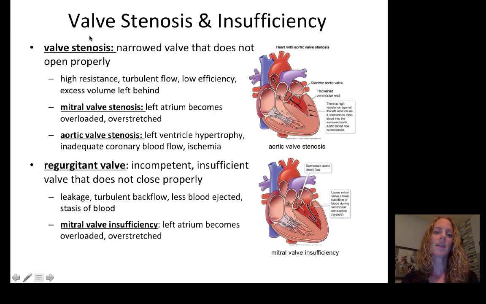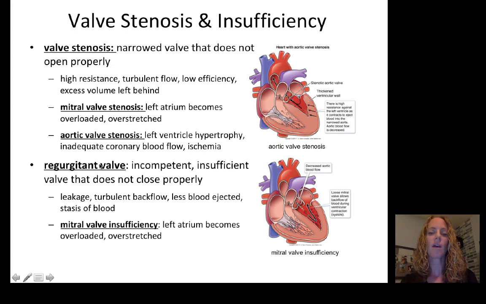Much of this can be explained by either narrowing of the valves, which is stenosis, or incompetent valves, where they are regurgitant. Stenotic or narrowed valves make it difficult for blood to flow through the valve. In other words, they're high resistance and low efficiency. This can cause turbulent flow, and excess volume can be left behind. In mitral valve stenosis, the left atrium becomes overloaded and overstretched. In aortic valve stenosis, the left ventricle can hypertrophy due to the stress on the heart. You can also get inadequate coronary blood flow and ischemia.